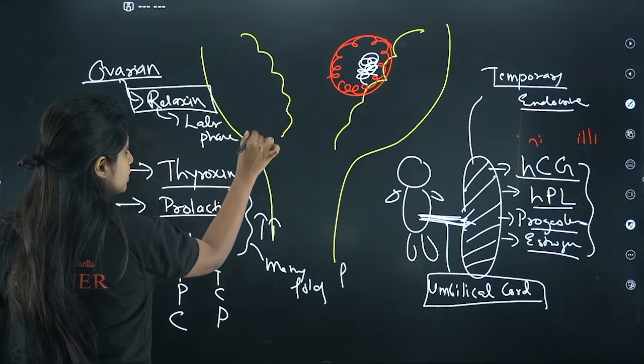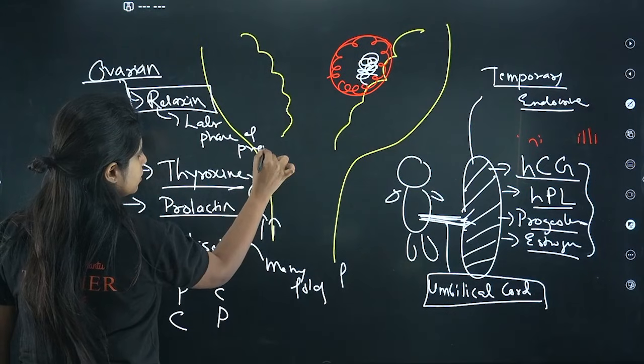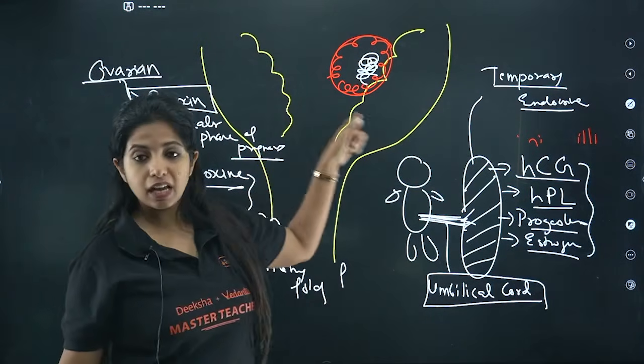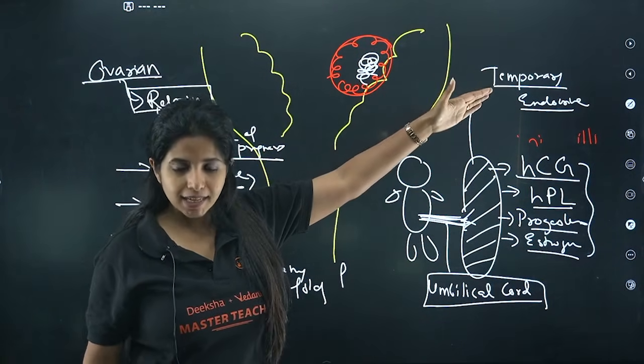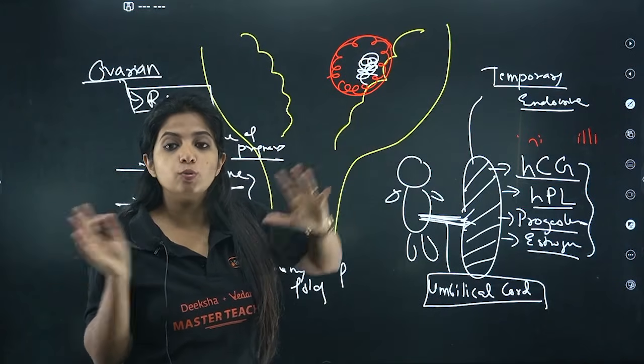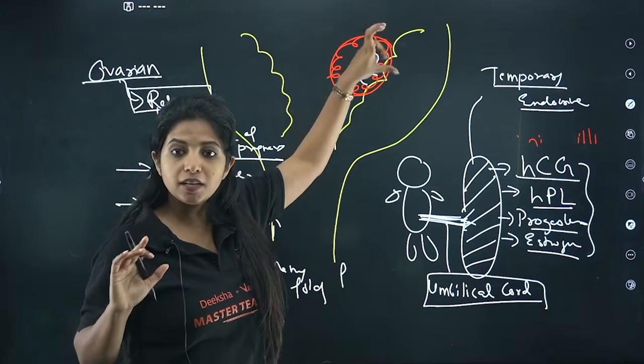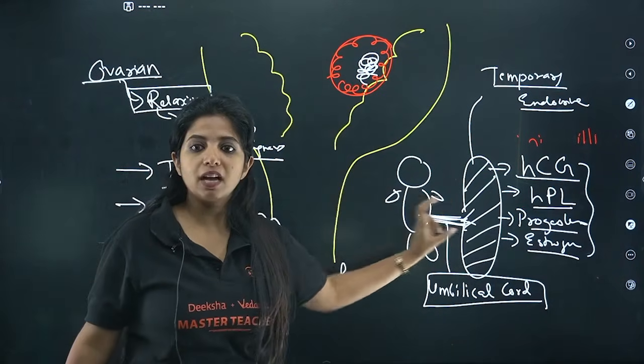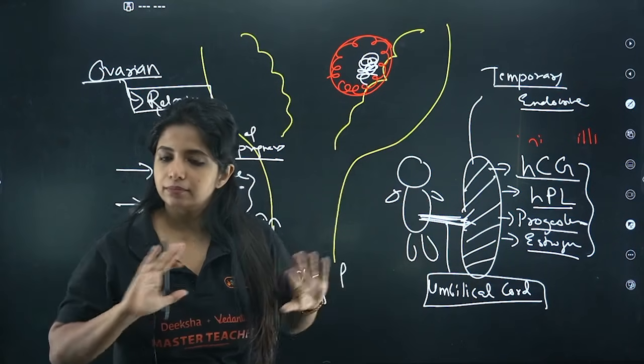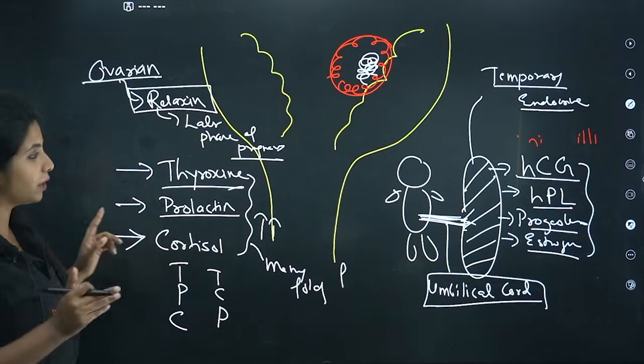So, ma'am, the trophoblast layer forms the chorionic villi. Yes, the chorionic villi and the uterine tissue form what? The placenta. Inner cell mass forms the fetus. Done. Between that, what connection do you have? Umbilical cord. That's all. Take a screenshot of this. You might not get it.